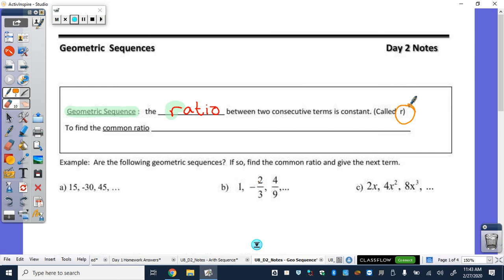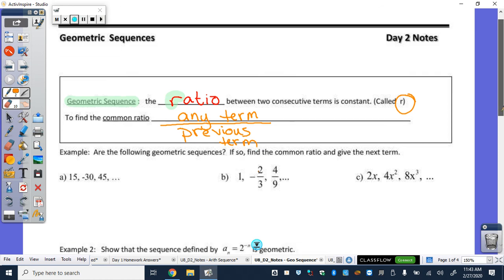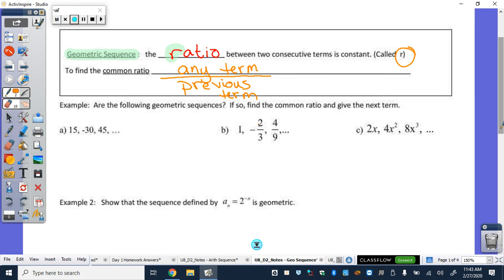And if you ever need to figure it out, your common ratio is any term other than the first one divided by the previous term. So your second term over your first term, or your third term over the second term. So any term divided by the one before it. So let's see if we can figure out which ones are geometric and which ones are not. So again, geometric has to be multiplied by the same number every single time.